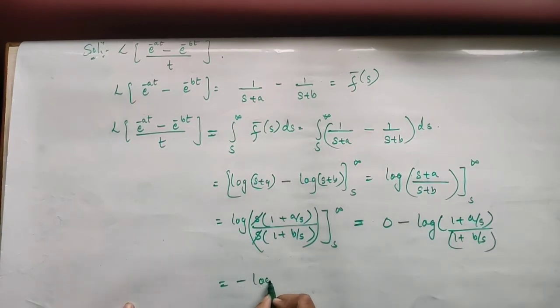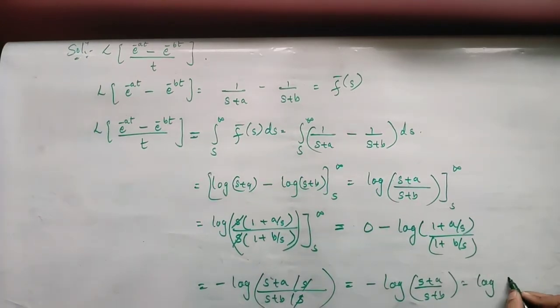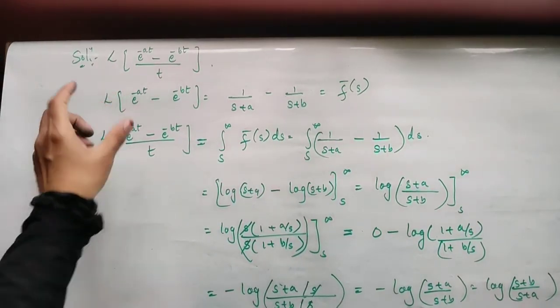So minus log of s plus a divided by s plus b divided by s. Or this s gets cancelled. You will have minus log of s plus a divided by s plus b. Or it is log of s plus b divided by s plus a, because of the negative sign here. Okay. Now once you get the solution like this, yes, we have got the solution for the Laplace transform of this thing.